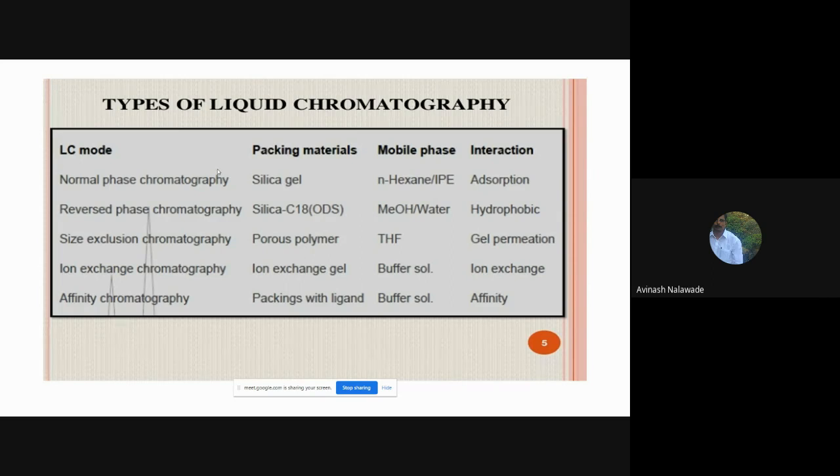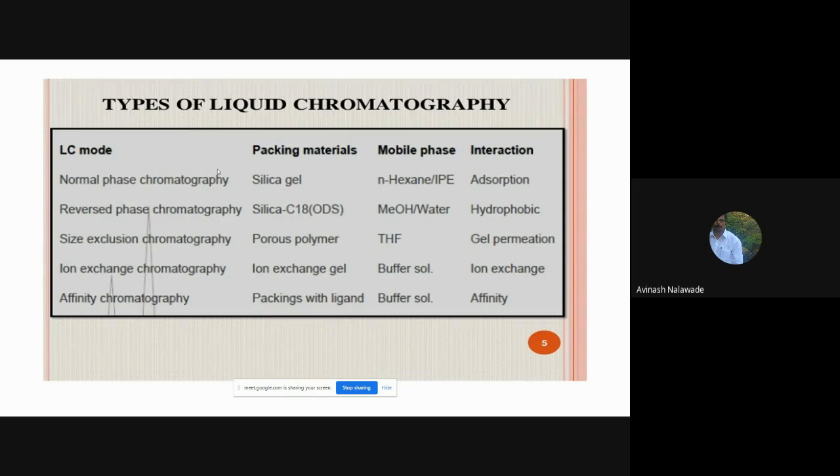In reverse phase chromatography, we are using silica C18 as the packing material. Now see here, silica C18 is formed by a combination of silica gel with silane. In this case particularly we are using the mobile phase as a combination of methyl alcohol and water, and the interaction in this case is hydrophobic. In size exclusion chromatography, the packing material is porous polymer. The solvent which we are using is THF, and the interaction is gel permeation.